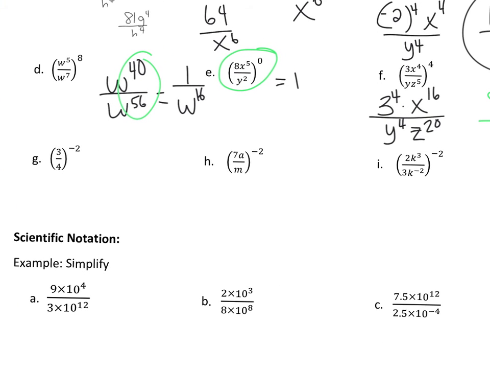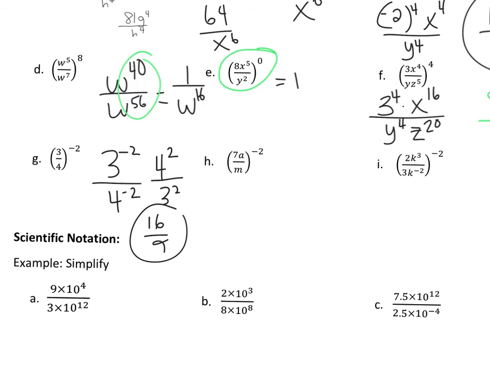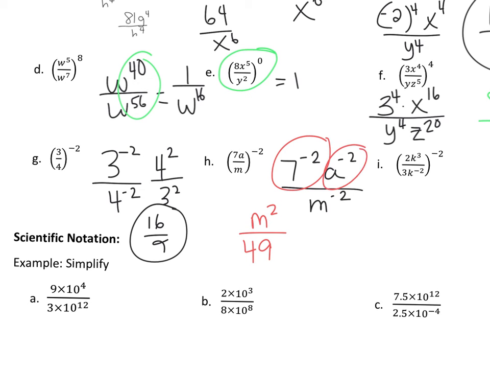Okay, G, I'm going to distribute first, so I get 3 to the negative 2 over 4 to the negative 2. And then since they're negative exponents, I need to move it and lose the negative, so it's 4 squared over 3 squared, which is 16/9. H, I'm going to distribute, so it's 7 to the negative 2, a to the negative 2 over m to the negative 2. So move the negative and lose it, so it's going to be m squared on the top, 7 squared on the bottom, which is 49, and a squared on the bottom.